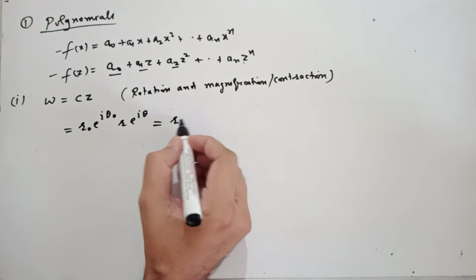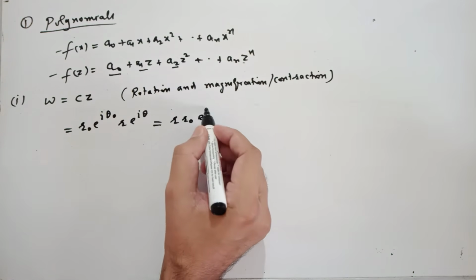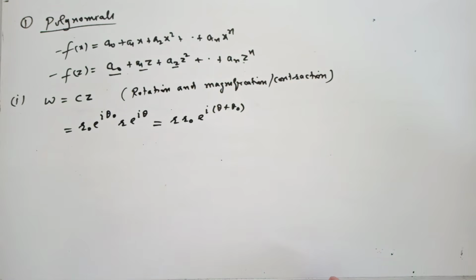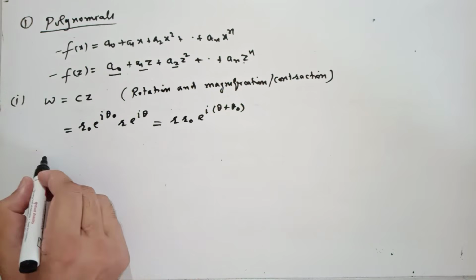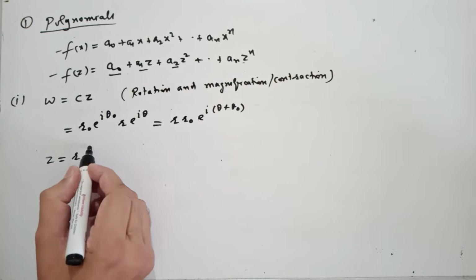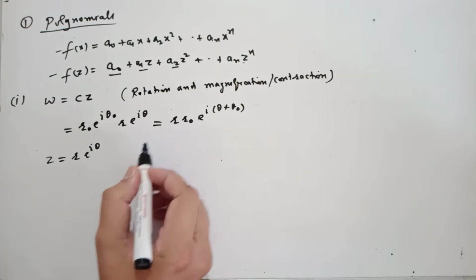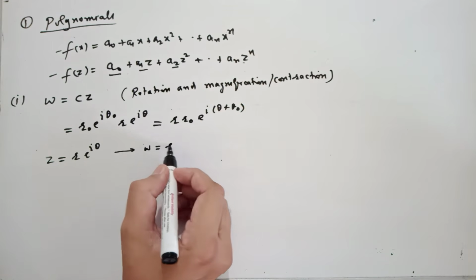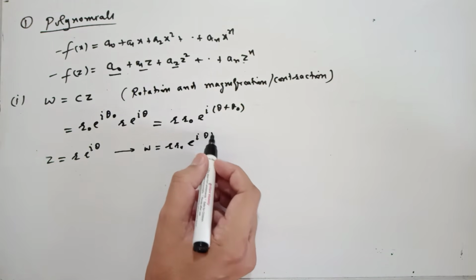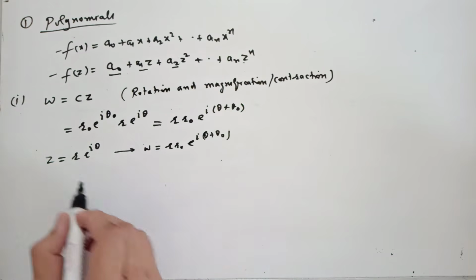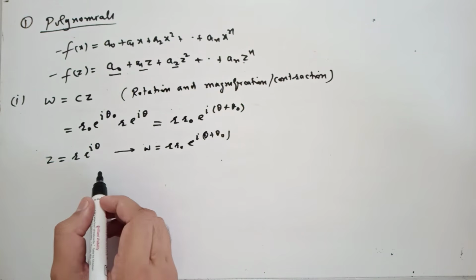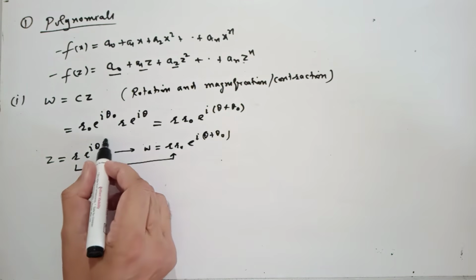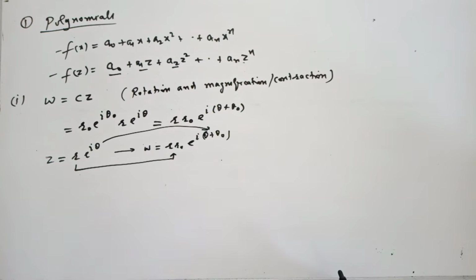So what do we get as a result? R0 R e power iota (theta plus theta 0), right? Now in the domain you have z, R e power iota theta, and the range is this, or you can say w. This is R0 R e power iota (theta plus theta 0). See what changes are taking place under this mapping. R has gone to R R0 and theta has gone to theta plus theta 0.